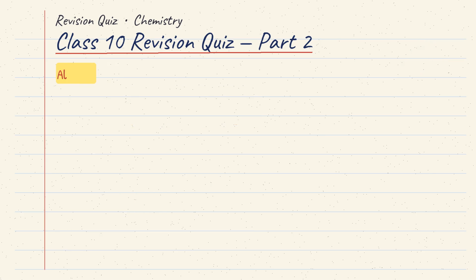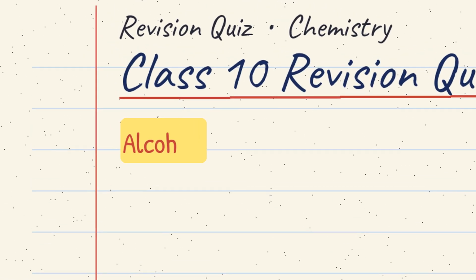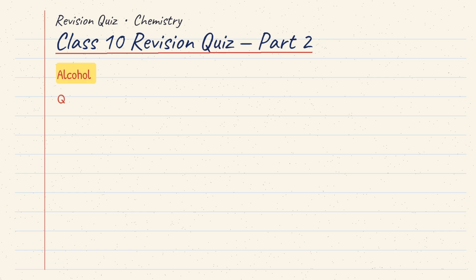The answer is alcohol. For example, ethanol. Question 11. The COOH functional group makes a?